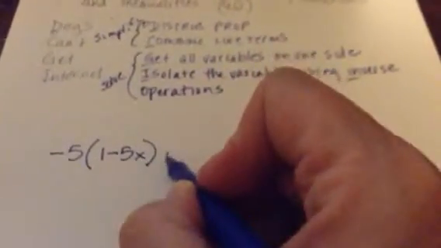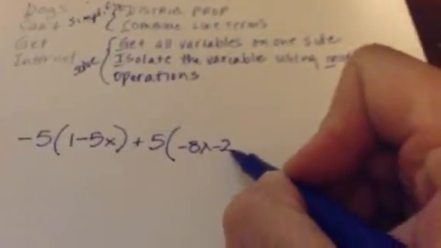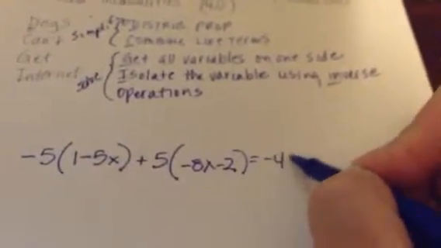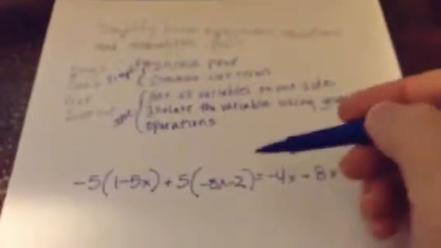So here we go. I have, let me try something here. Does that work better? No, not really. Okay. I have this equation, and it is -5, put your pencils down and just listen, times the quantity 1 minus 5x plus 5 times the quantity -8x minus 2 equals -4x minus 8x. It's looking a little gnarly right there. But if we use our little acronym, it's going to be a piece of cake, baby.